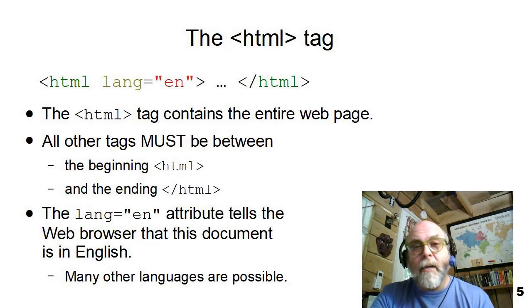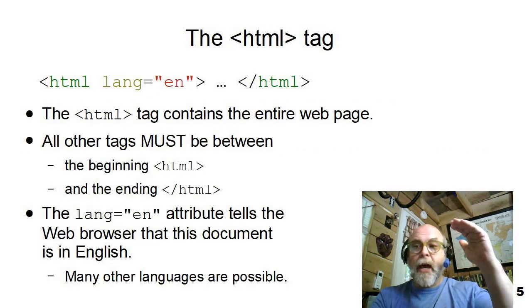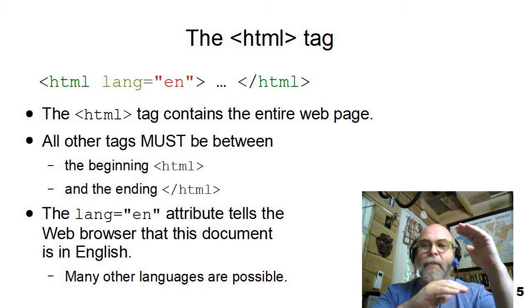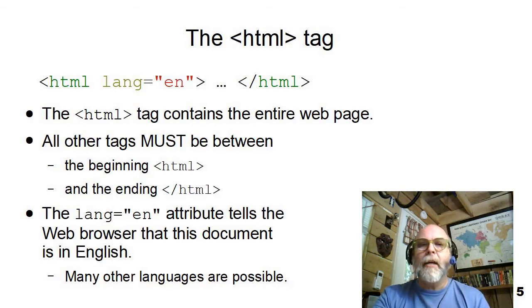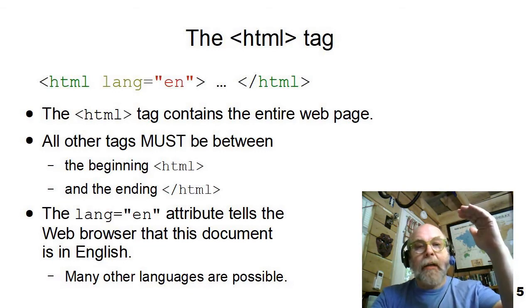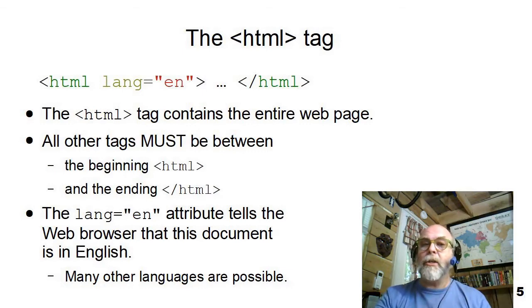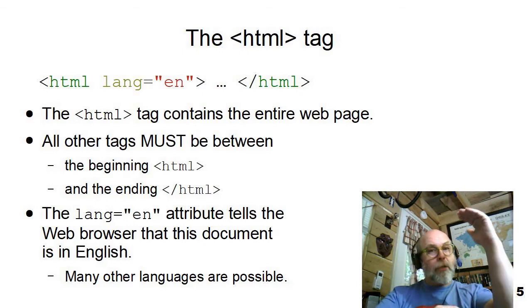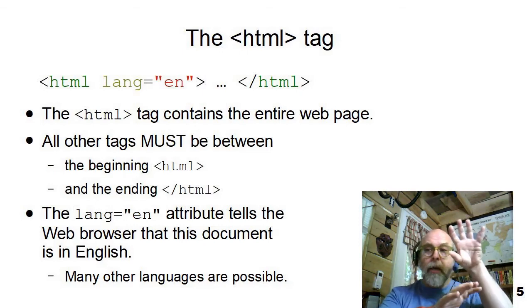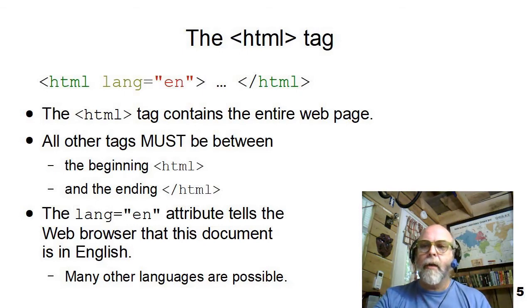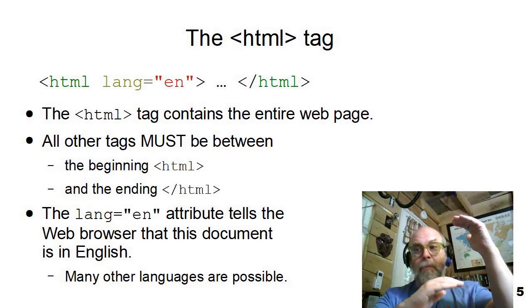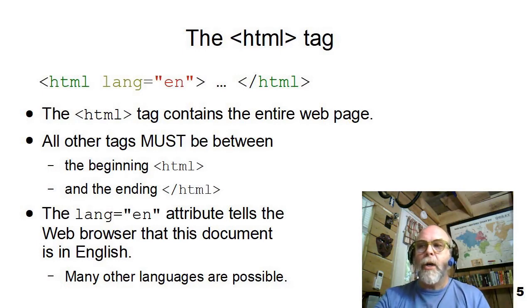The next tag, which is on line 2 of the document and on the very last line of the document, is the open HTML tag and the close HTML tag. What this says is that everything between those two tags is an HTML document. You're not really allowed to put anything except the doctype outside those two tags.